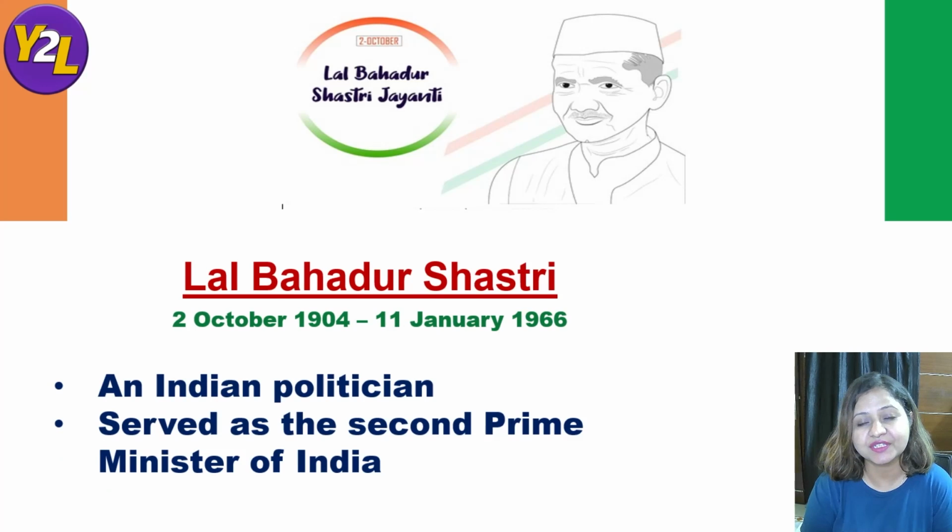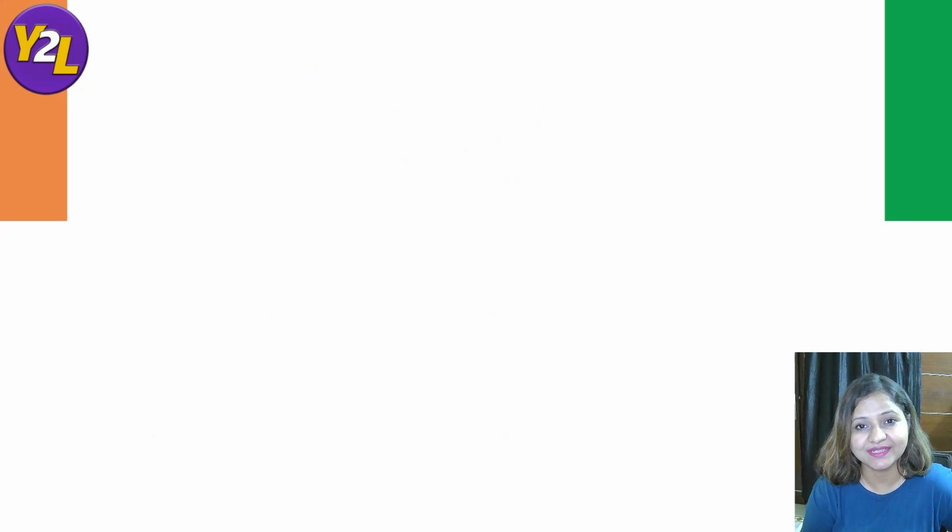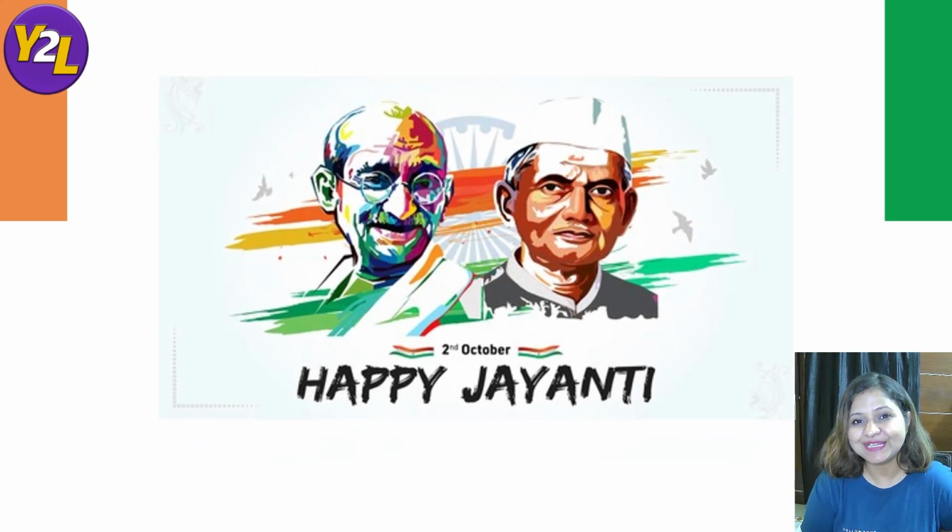Also, the day is shared by Sri Lal Bahadur Shastri ji. He was born in the year 1904 and died on 11th January 1966. He was an Indian politician and also served as the second Prime Minister of India. Dear friends, we all celebrate Gandhi Jayanti on 2nd October, but if you are a teacher or an educator, please do inform students about Sri Lal Bahadur Shastri ji as well. So it's 2nd October. Happy Jayanti for Gandhi ji as well as Shastri ji.